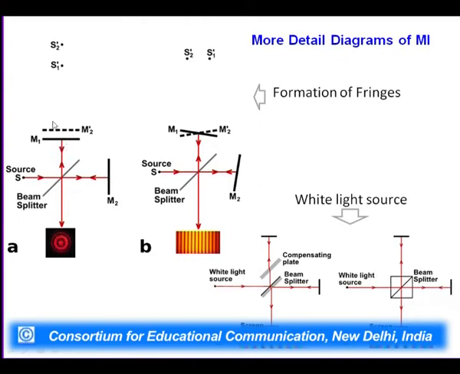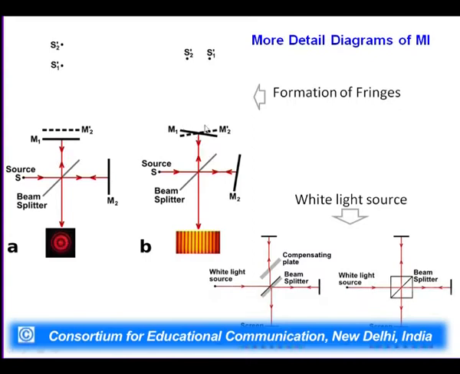It means these two mirrors, M1 and M2, should be perpendicular, and the image should be parallel. Another case: here we talk about straight fringes. The source should be coherent, a monochromatic source, and to get the interference we need coherence, and then the beam splitter is used.